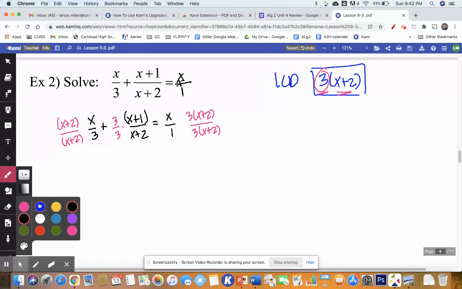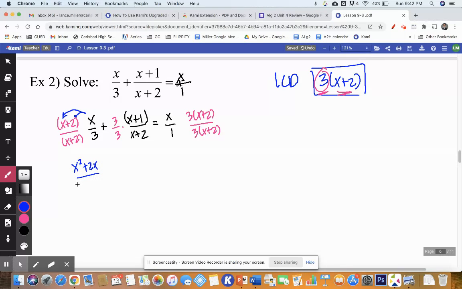Okay, top left, again, make sure we distribute. That's why I have those parentheses. I have x squared plus 2x over that LCD. All right, middle term, distribute that: 3x plus 3 over that common denominator equals, all right, I have x times 3 times x plus 2.